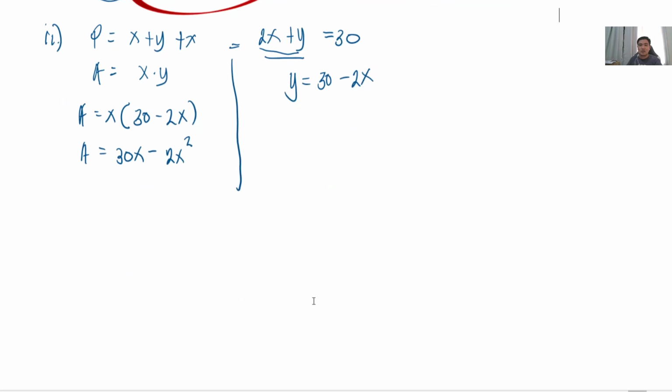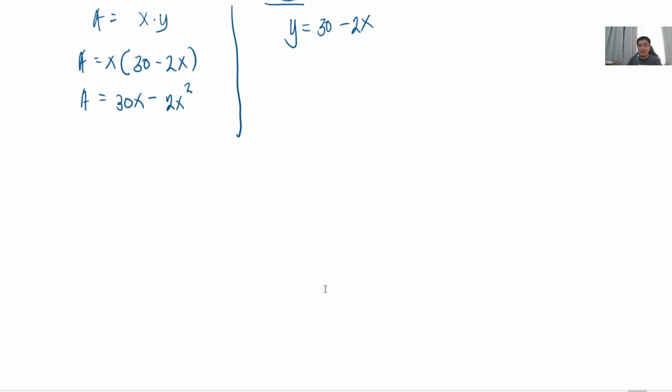So, isang equation na lang 'yan. Ay, isang variable na lang meron siya. Ano 'yung next diyan, class? Di ba, we get the derivative and then we equate it to 0 para makuha natin 'yung critical numbers or 'yung value ni x. So, the derivative of A with respect to x is equal to the derivative of 30x, which is 30, minus the derivative of 2x squared, which is 4x.